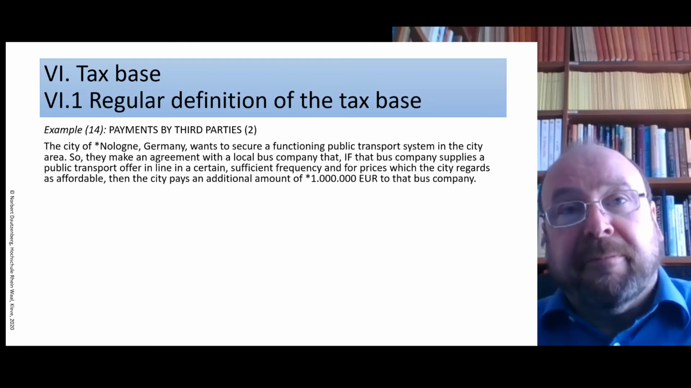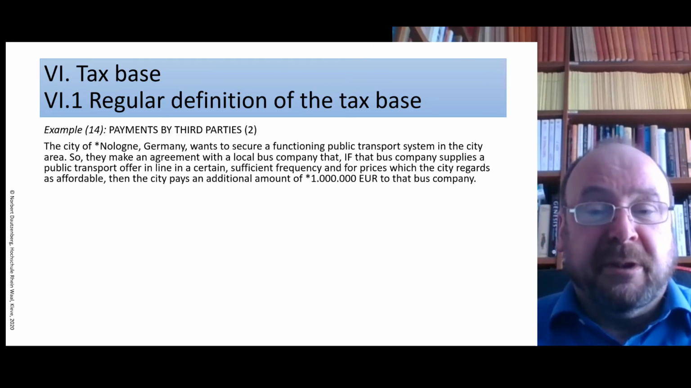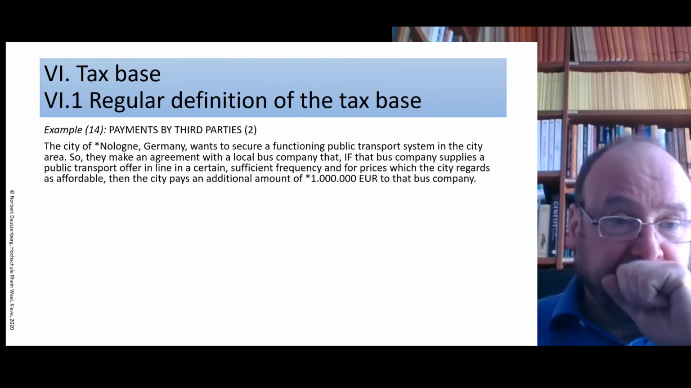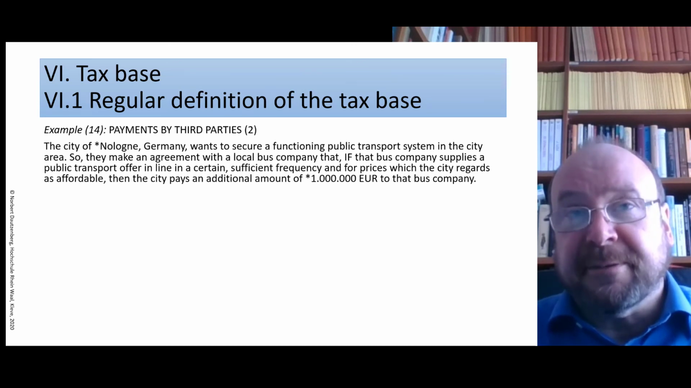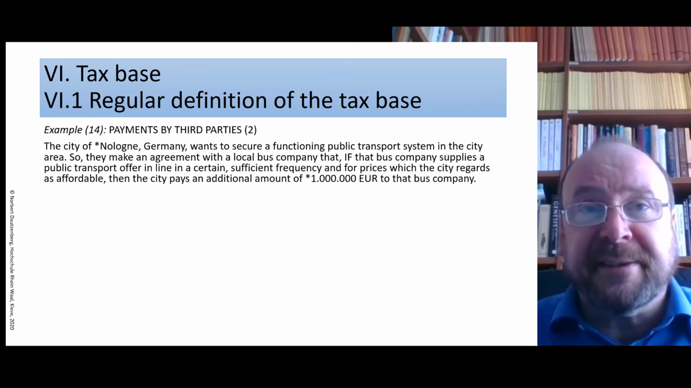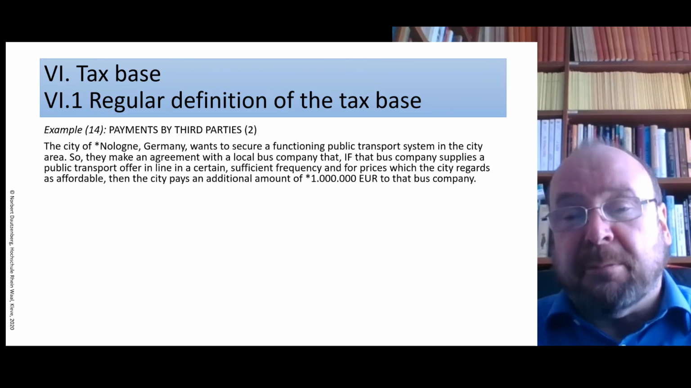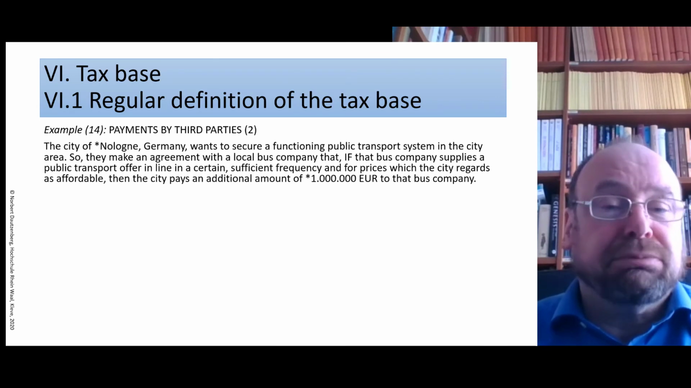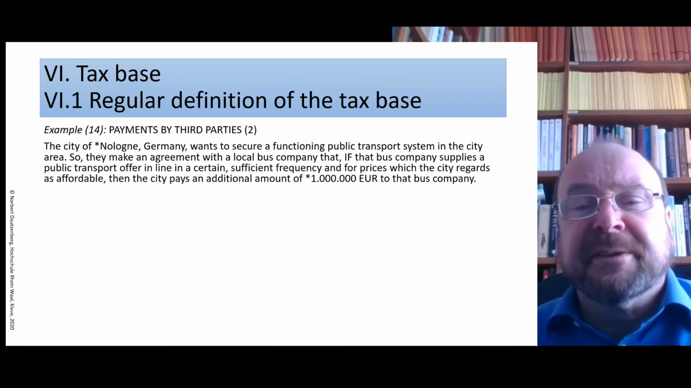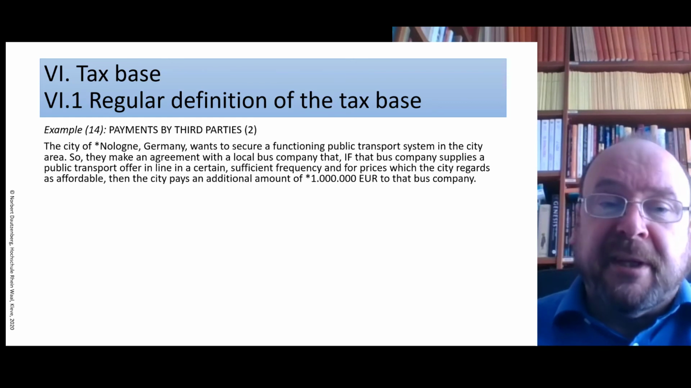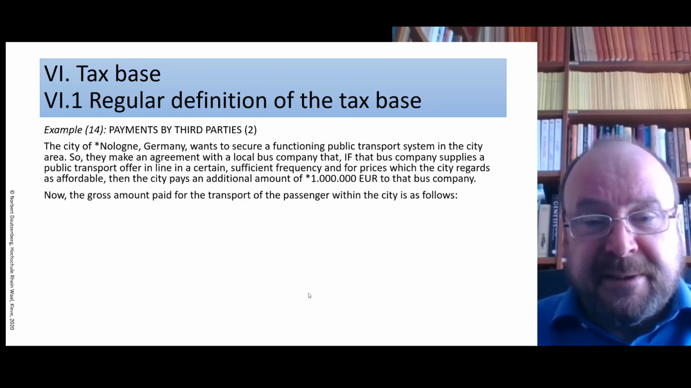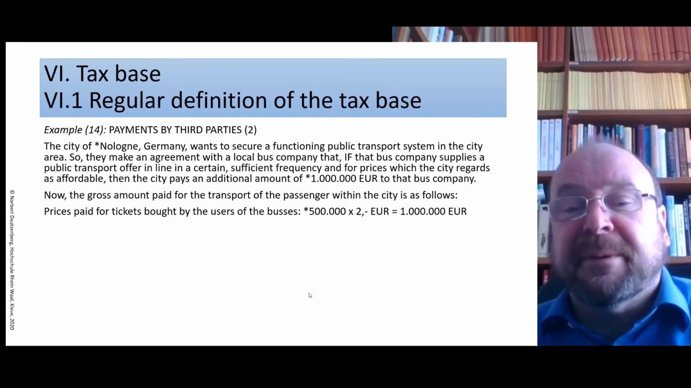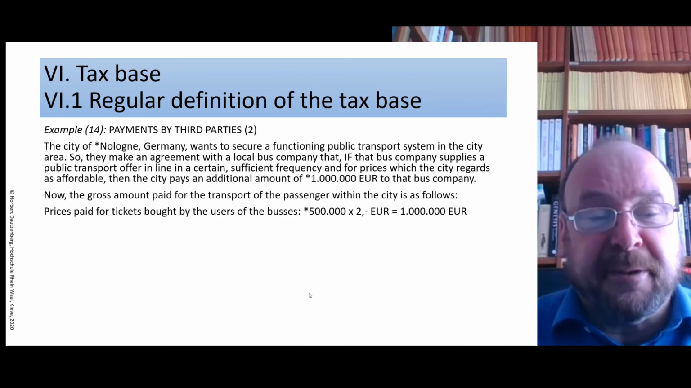And they agree that if the city makes a payment of 1 million, the bus company agrees to organize public transport in a certain frequency on certain lines for prices of not more than, let's say, 1.50 euro for a short distance or so, for affordable prices. Under these circumstances, the gross amount paid for the transport of passengers within the city is as follows.